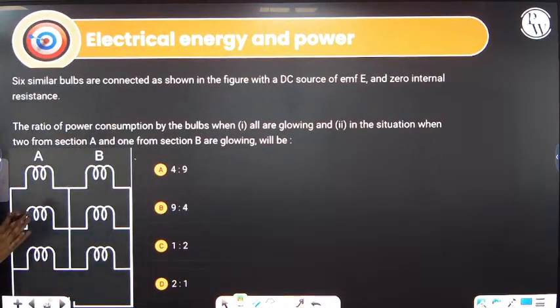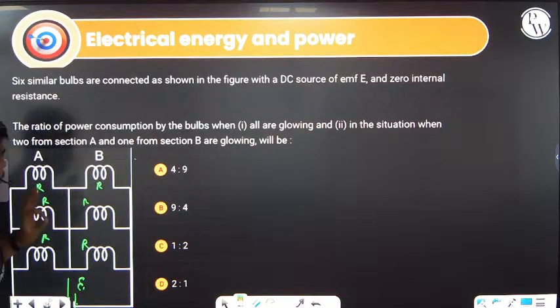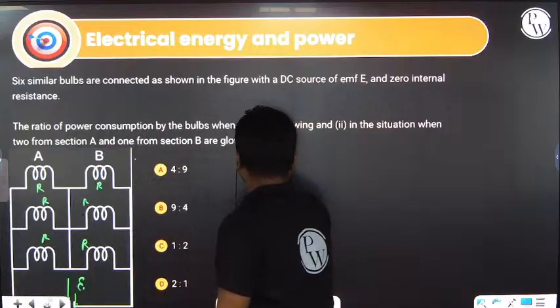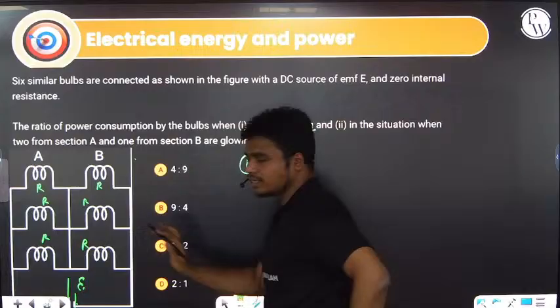Six similar bulbs are connected as shown in the figure with a DC source of EMF E and 0 internal resistance. So this is a DC source of EMF E and 0 internal resistance. There are 6 similar bulbs, meaning all have the same resistance R, R, R, R, R, R. The question asks for the ratio of the power consumption by the bulbs. In the first case, when all are glowing, all bulbs are there in the given circuit.